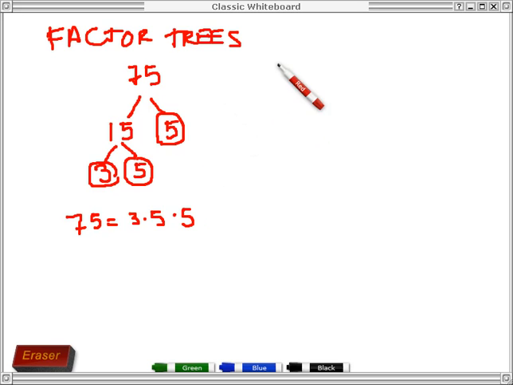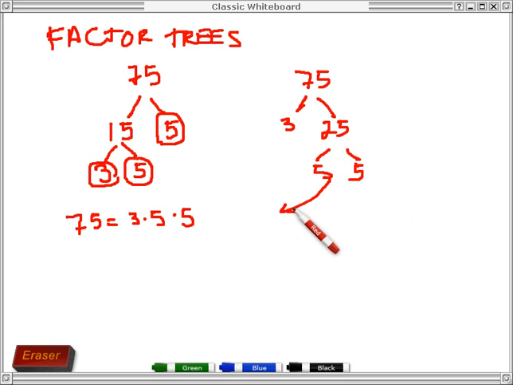And again, if I had split 75 some other way, like I might have noticed that 75 is 3 times 25, that's fine, but then I just split the 25 as 5 times 5, and I end up in the same spot with 3 times 5 times 5.